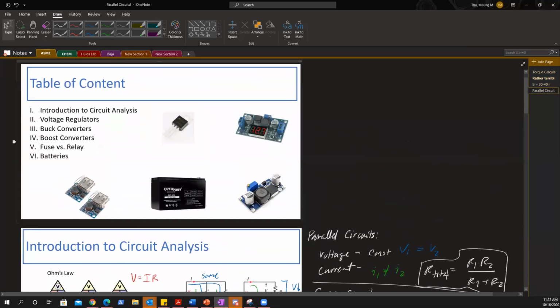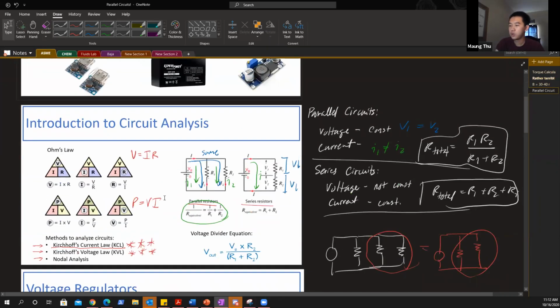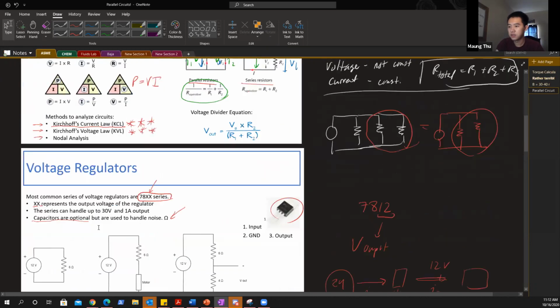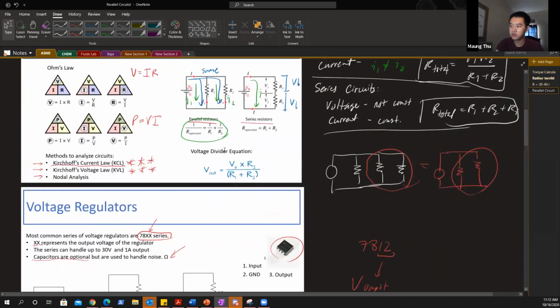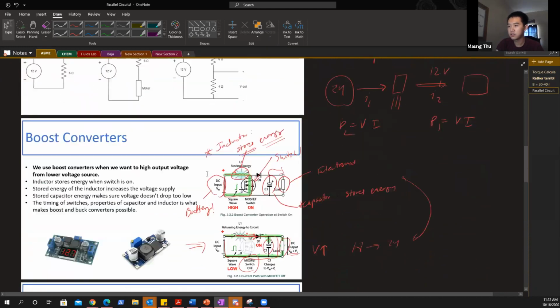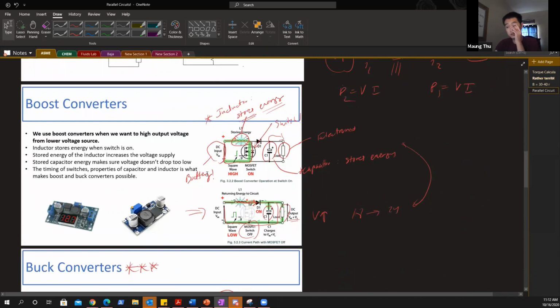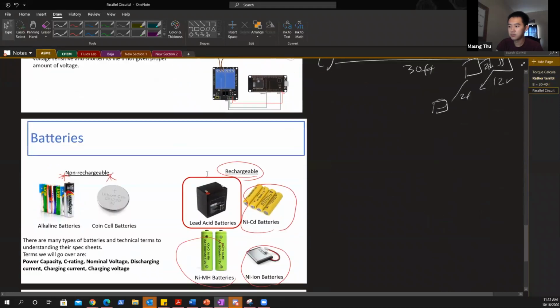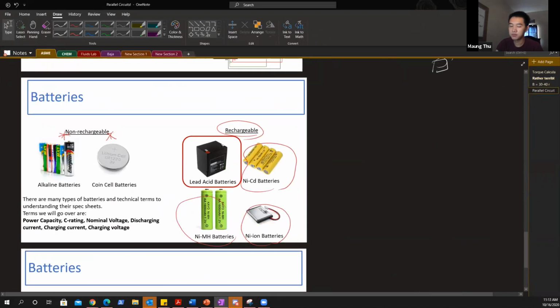So to summarize everything that I just said, what we did today was we went over parallel and series circuits. We learned how to analyze a few of them by using Kirchhoff's law, nodal analysis, and things like that. We went over voltage regulators. We went over how to use voltage and current divider equations in your circuits. You also learned how boost and buck converters work, when to use fuses and relays, and how to select batteries.